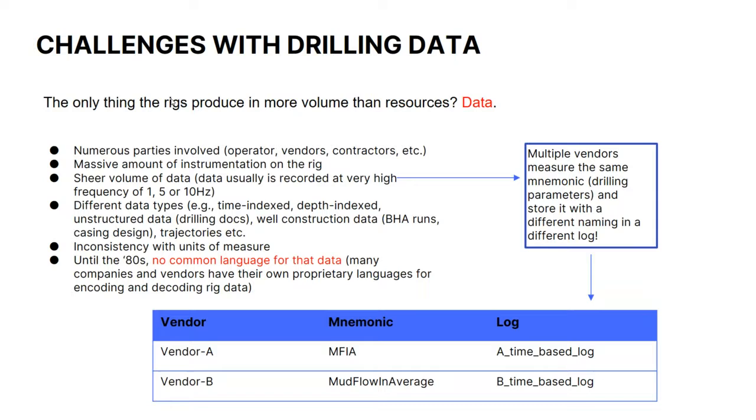Right now, we did manage to find a solution for all of these. And yet, I can tell you there is one thing that we couldn't find agreement on yet between the players in the industry, which is to name what we measure in a standard way. You'll be surprised how many ways, for example, mud flow-in average is named, depending on the vendor that measures it. So mnemonic aggregation is another thing we want to work on.